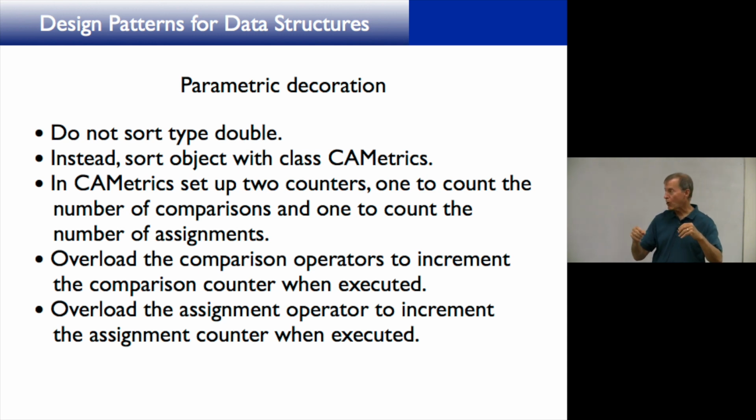And we are also going to overload the assignment operator. So whenever we assign to an object of type CA metrics, not only will it do the assignment, as a side effect it will do what? Update the assignment counter. And your program works with no modification of the code. Because it's type T, a C++ template type, it'll work. It knows no difference, because when it does the comparison, it'll just do the comparison that we define.